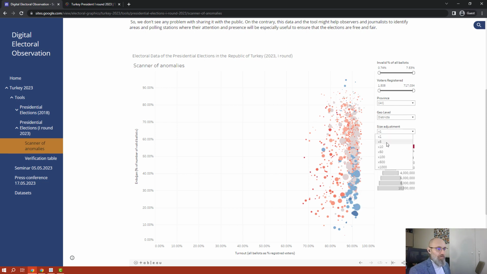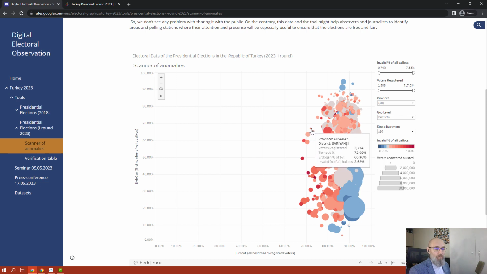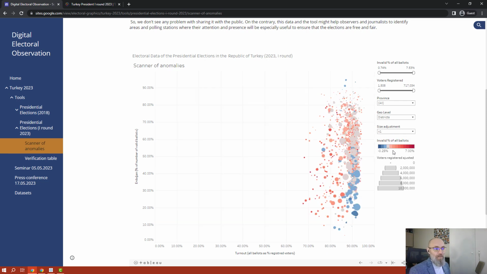The fourth parameter is just for your convenience. Sometimes when you are looking at very small polling stations, it's interesting and it's important to zoom in to increase their size. This scale shows you the level of the clarity.